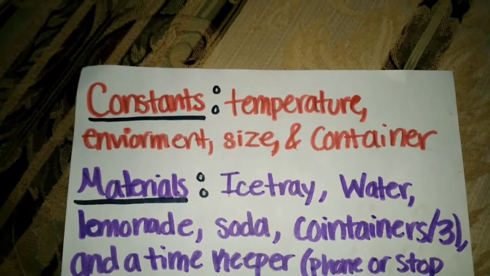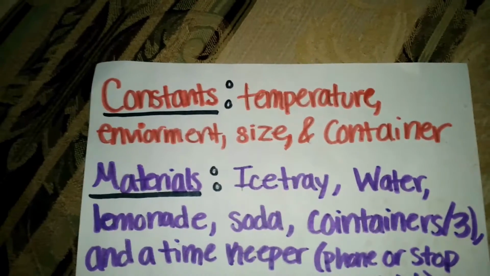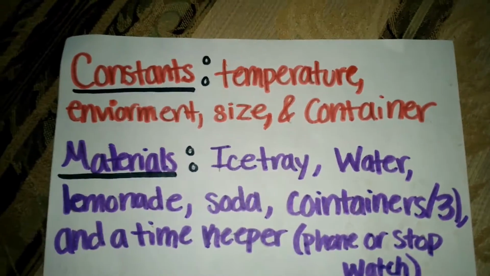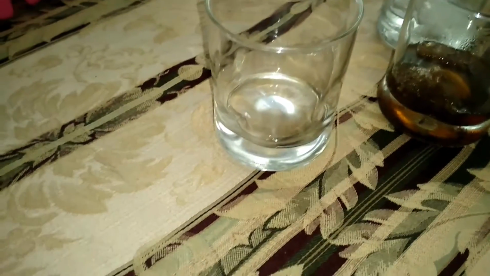So the things that we're keeping the same. First is the temperature. The temperature inside the house is 65 degrees Fahrenheit and it's staying the same. The ice cubes aren't moving, and so the environment isn't changing for the ice cubes. And the size of the container is the same. We're using this container, which is just this cup. There's nothing in the cup. It's dry, and they're all the same cup.